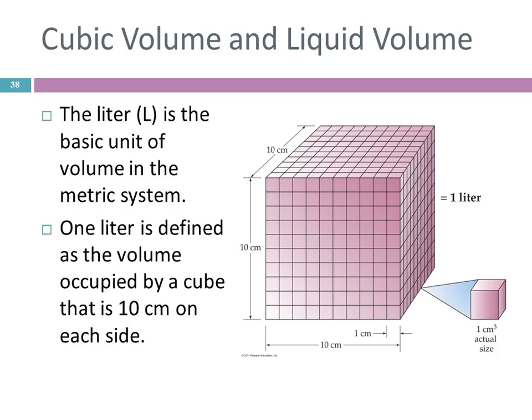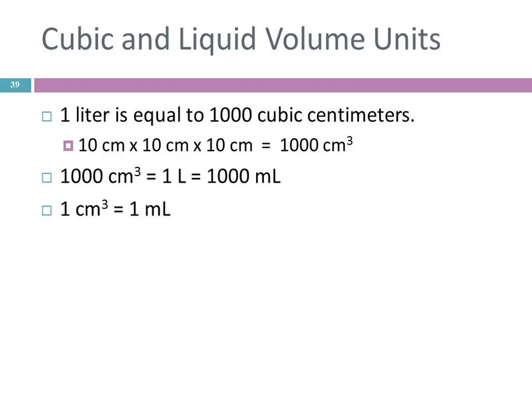The liter is the basic unit of volume in the metric system. It's defined as the volume occupied by a cube that's 10 centimeters on a side. So what's the volume of this in centimeters cubed? 1,000, because you've got 10 times 10 times 10 is 1,000. So it's equivalent to 1,000 cubic centimeters. So 1,000 cubic centimeters is the same as a liter.